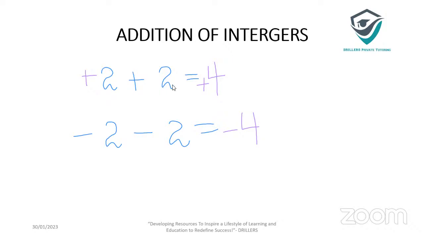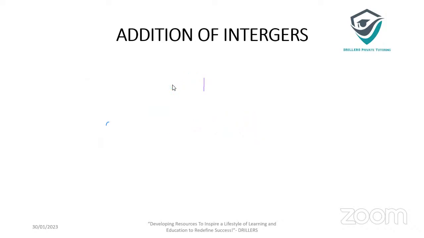Right? So I know I said we were going to do addition of integers only, but I kind of went astray and went quickly into subtraction. So we've added +2 and +2, and then we've subtracted -2 from -2. But what if we had -2 add 6?